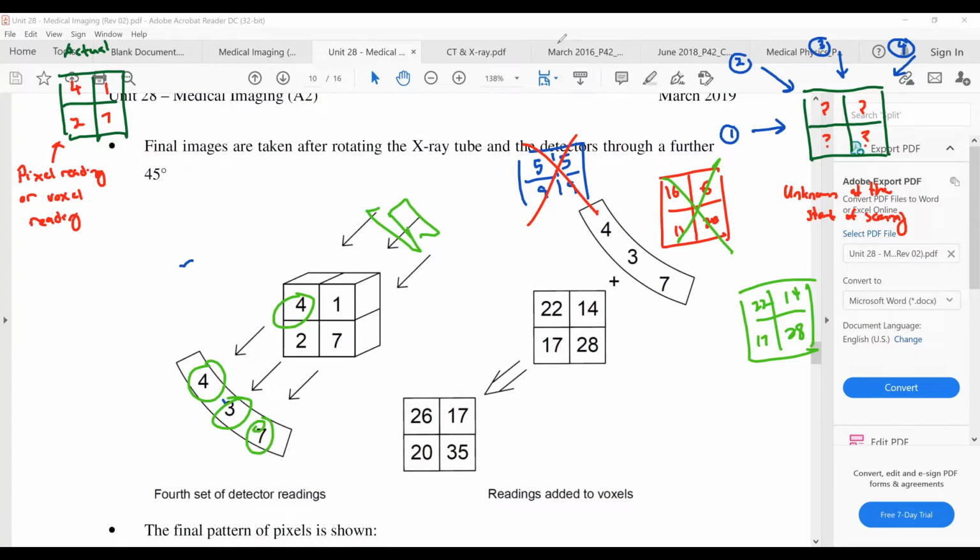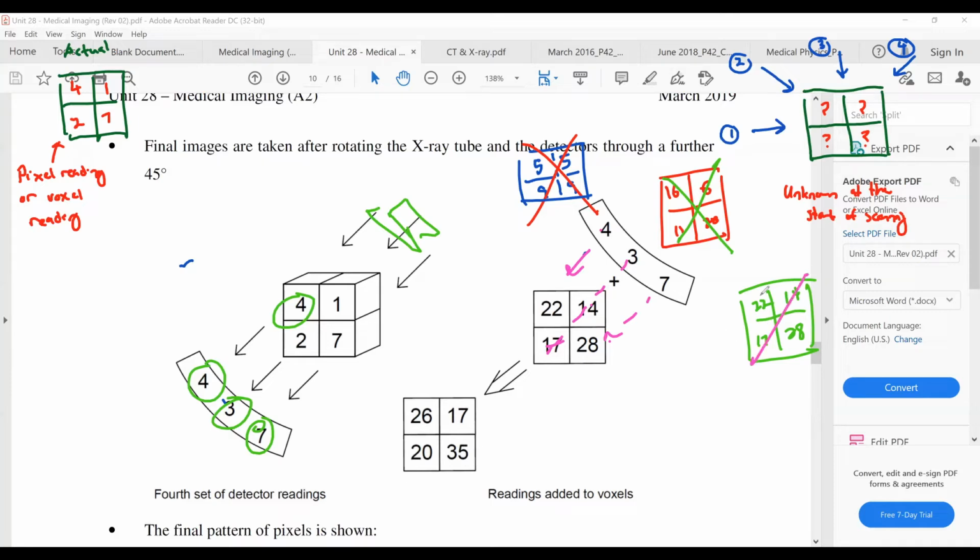Okay, so from there, once you have this one, you again add it back up to what you have stored inside your memory in the same direction. If you're scanning diagonally, you need to add it diagonally to what has been stored inside your memory. So this 4, 3, 7, you add it diagonally to what you stored inside memory. This one will be 4 plus 22 giving me 26. This one will be 3 plus 14 giving me 17, 3 plus 17 giving me 20. And then lastly, this one will be 7 plus 28 giving me 35.